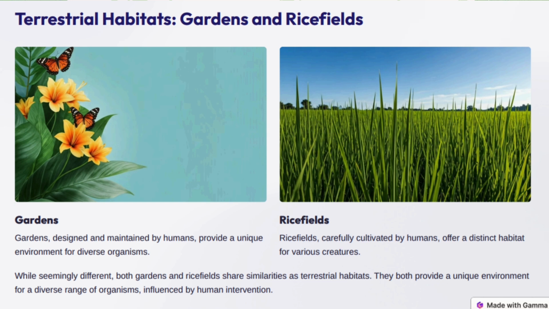Gardens designed and maintained by humans provide a unique environment for diverse organisms, while rice fields, carefully cultivated by humans, offer a distinct habitat for various creatures. While seemingly different, both gardens and rice fields share similarities as terrestrial habitats. They both provide a unique environment for a diverse range of organisms influenced by human intervention.